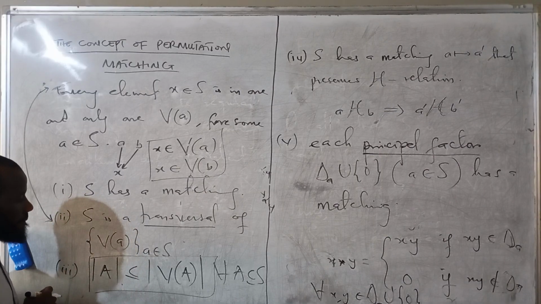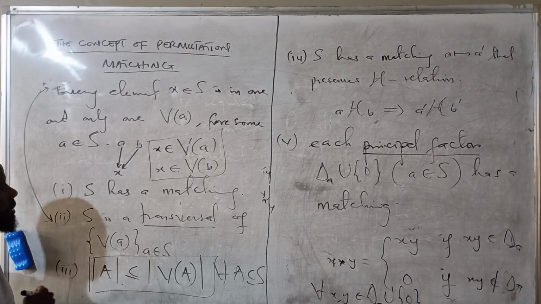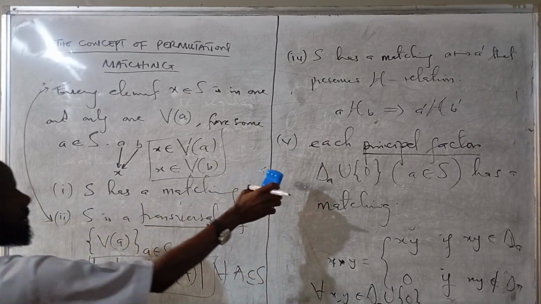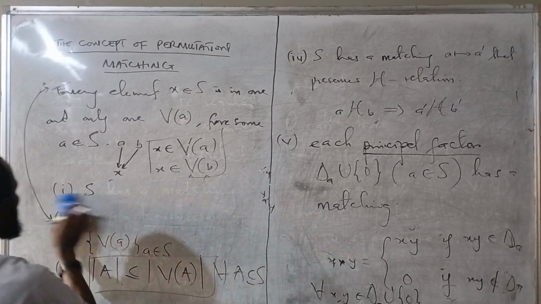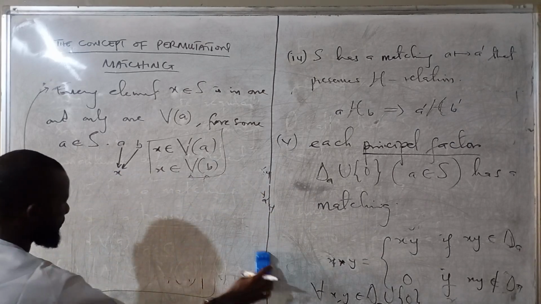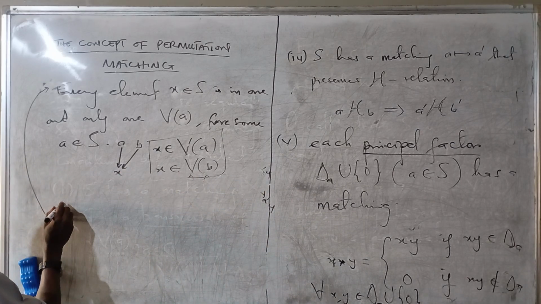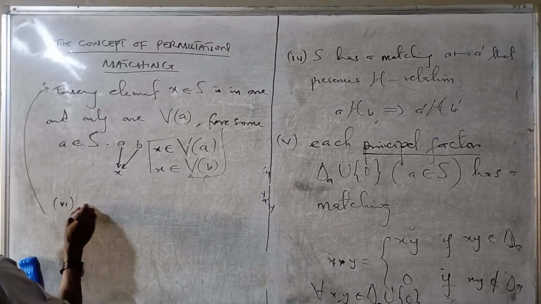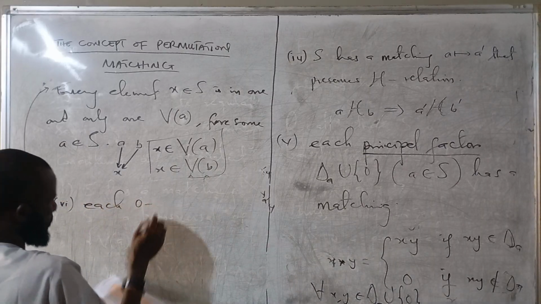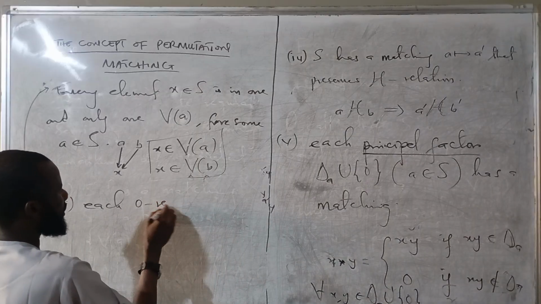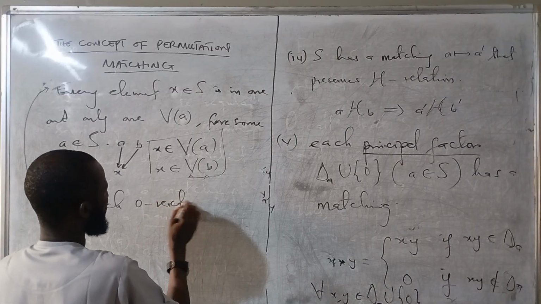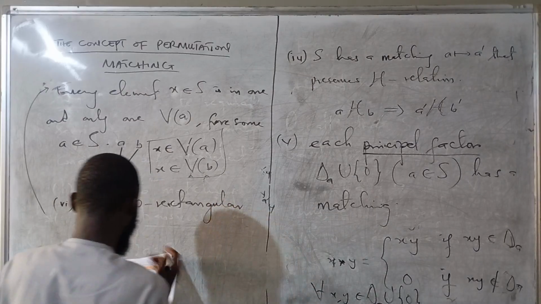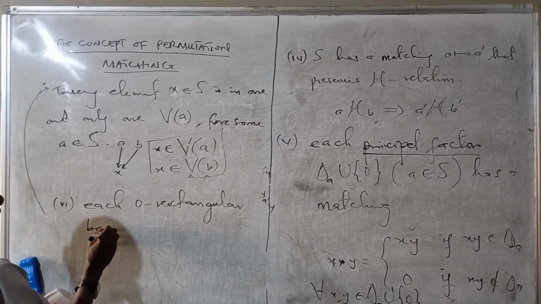Okay. So that is what this transversal is talking about. But then our sixth condition. So let me write the sixth condition. The sixth condition is to say that each zero rectangular band, and then rectangular band, zero rectangular band is still coming. Rectangular band.